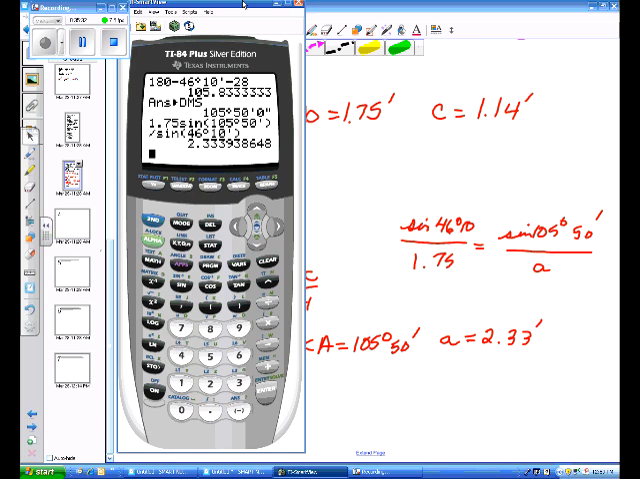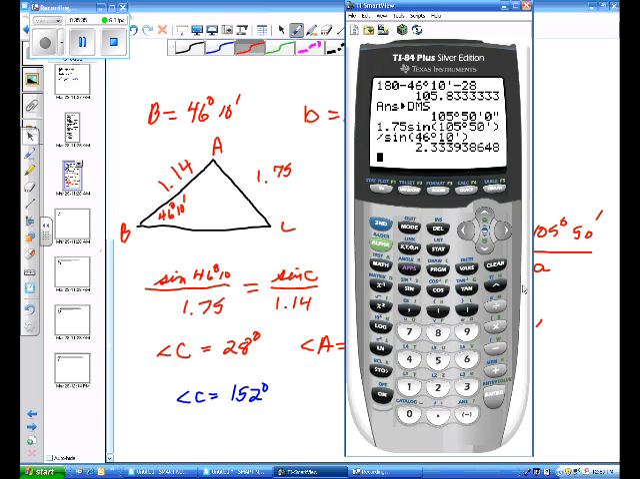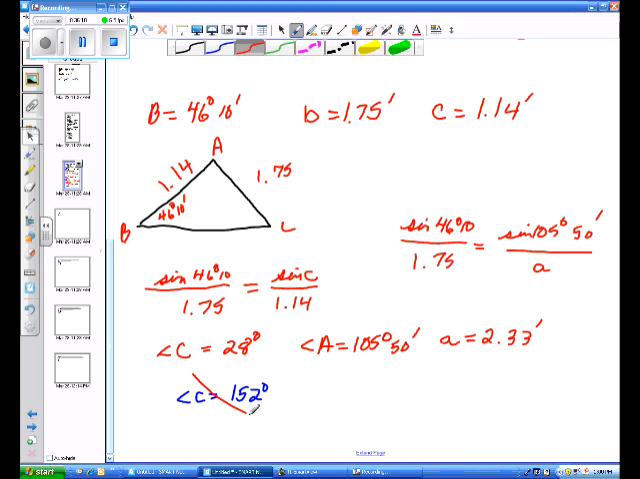So in that case, we need to find angle A, which would be 180 minus 46 degrees, 10 minutes, minus 152 degrees. And again, we've ended up with a negative angle, which means there's not enough degrees. 46 degrees plus 152 is more than 180 degrees. So we can't have that second triangle. So in this case, we only have one triangle.